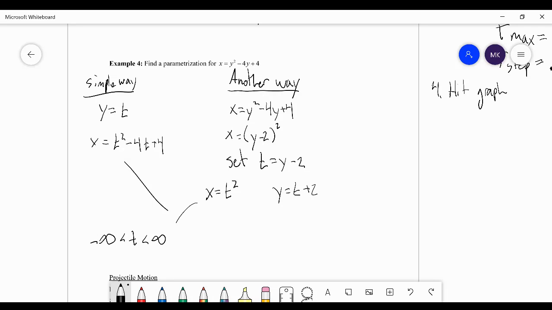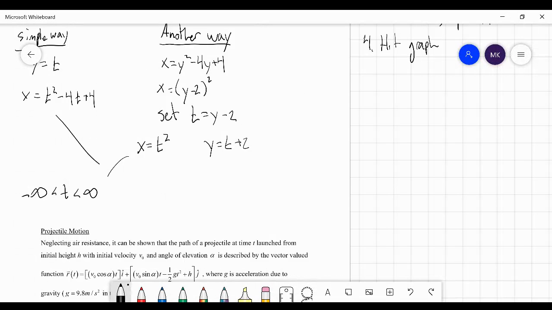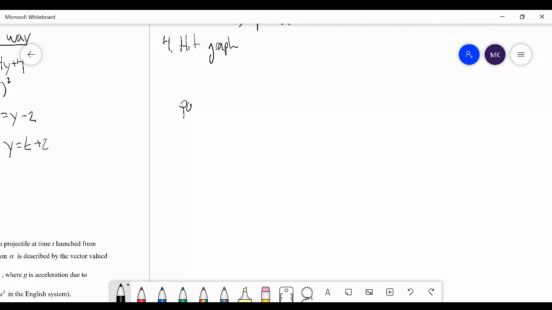Let me find a good equation for you guys. I don't want to do something that's going to be all janky. So let's parameterize y equals 4 minus x squared. Now, a super easy way to do it again would be just to say, okay, well, t equals x, right? All right, let's flip it around and make it a little better. X equals t, therefore y equals 4 minus t squared.